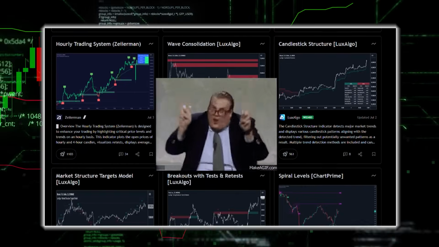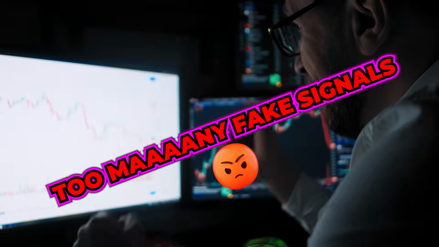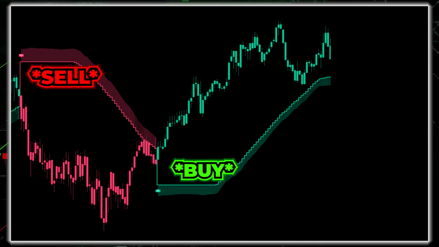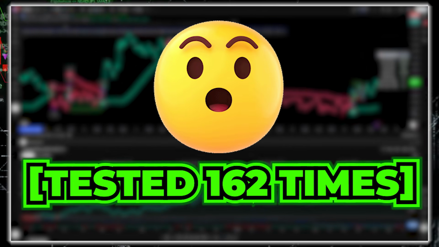Every week there is a new best indicator on TradingView, and most of them disappoint. But this one surprised me. The signals were clean, the timing was sharp, and it handled volatility better than most tools I've tested. The backtesting results made it clear.